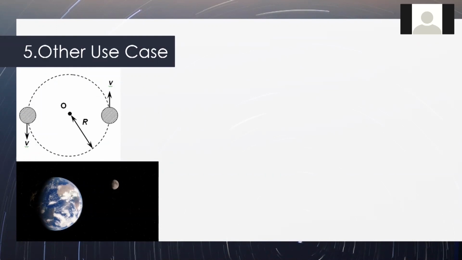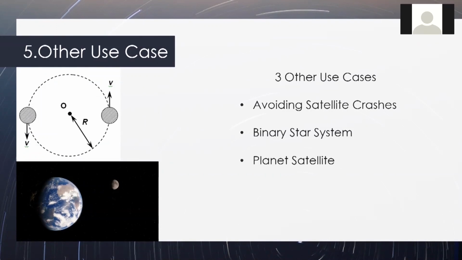Okay, by learning kinematics and dynamics and how they are used in satellites, we can use them to explain other use cases, such as avoiding satellite crashes, binary star systems, and planet satellites. So, there are many satellites in space right now, and how do scientists know if they can launch another satellite or if the satellites will not interfere with each other?